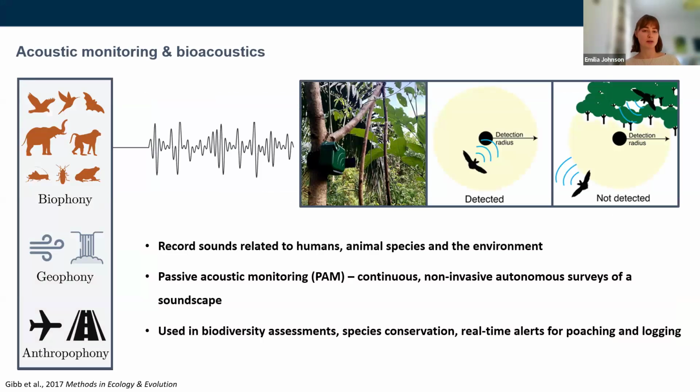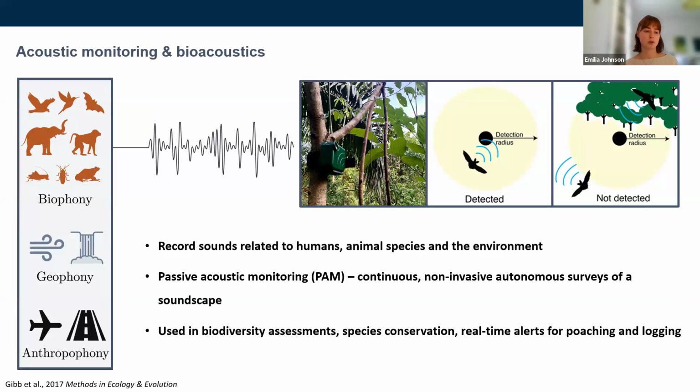So acoustic monitoring, I mean, you guys know all this. It's a process of recording sound, for example, animal vocalizations, anthropogenic noise, or biotic and abiotic sound. And bioacoustics can be analysed to understand a great deal about the environment, including presence and behaviour of species, about the health of the ecosystem.